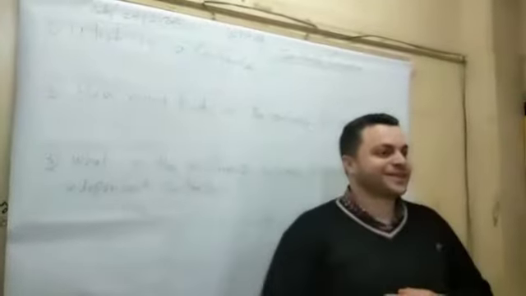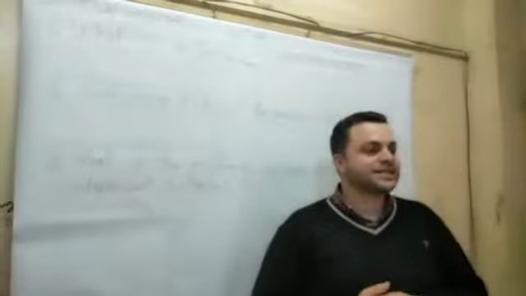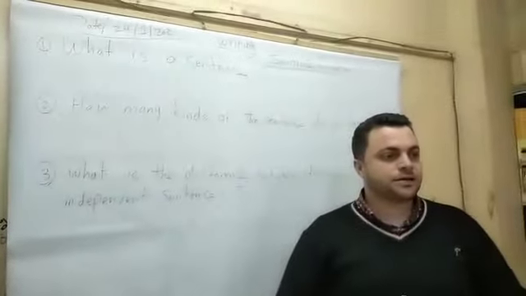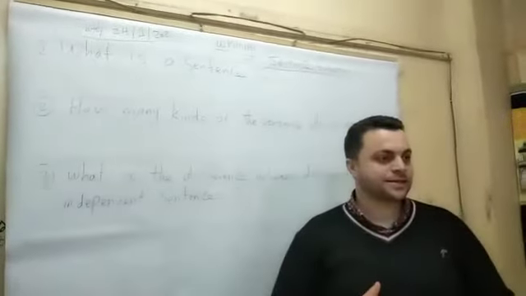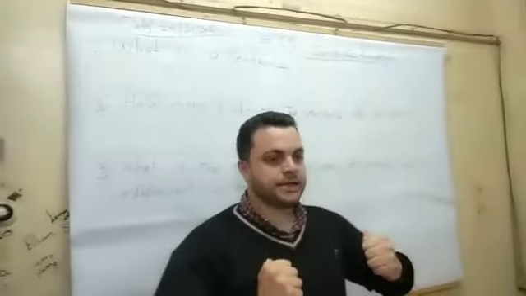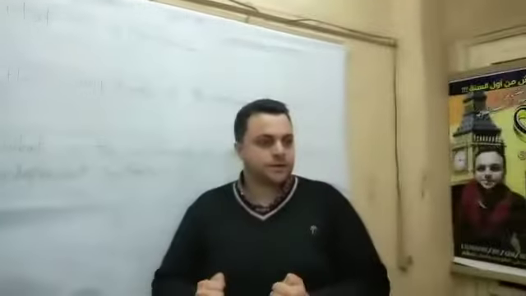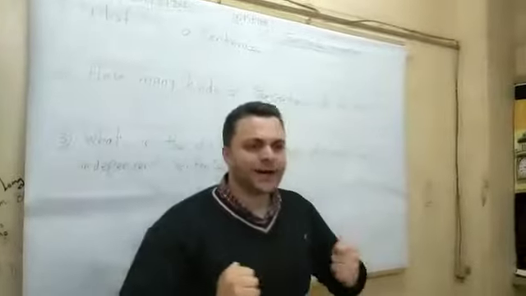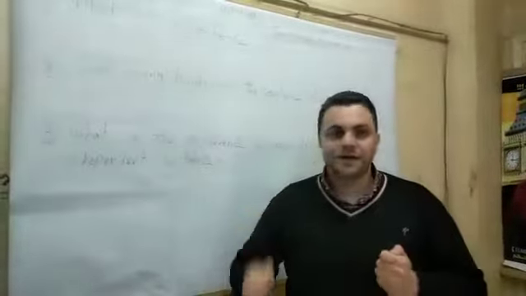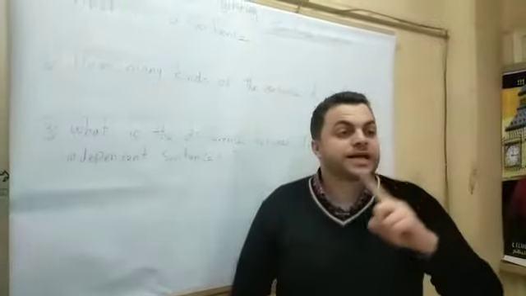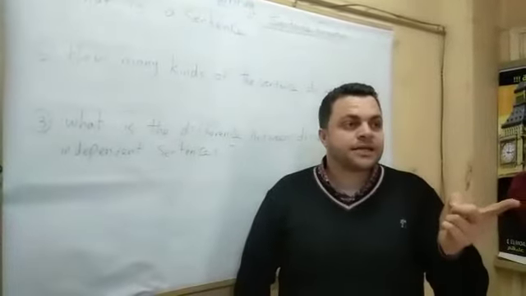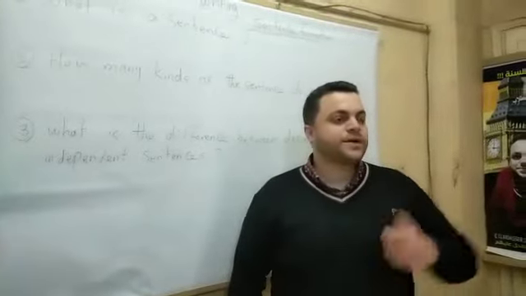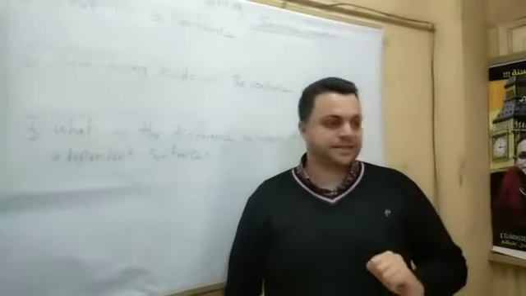I'll tell you the truth. We have four major kinds of sentences. Number one, the simple sentence. A strong sentence depends on itself. It doesn't need help from another sentence. It's simple, strong, and depends on itself. We can name it an independent sentence.